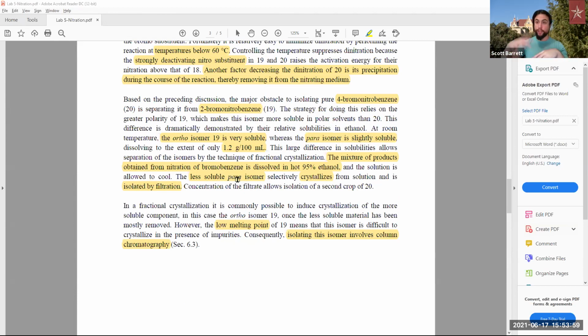We know that because it came out, it precipitated first. We redissolve it into the hot ethanol. Then the less soluble para isomer will crystallize out once we slowly cool down. So the idea is to keep the ortho isomer in the cold ethanol once it's cooled down, and then the para isomer is going to selectively crystallize out. Make sure to refer to this part right here, that the less soluble para isomer will selectively crystallize from the solution, and then we filter it once more.